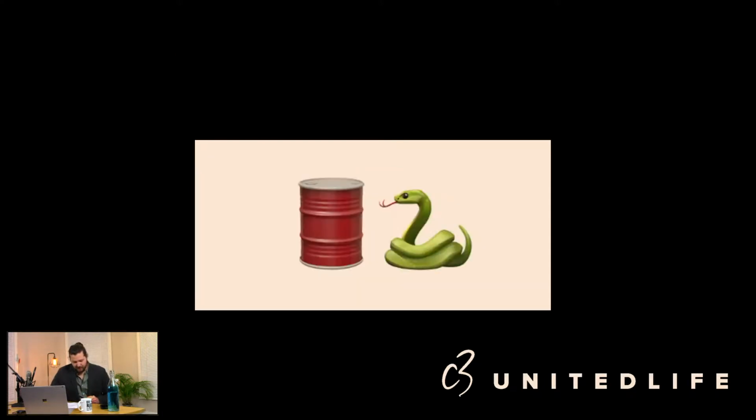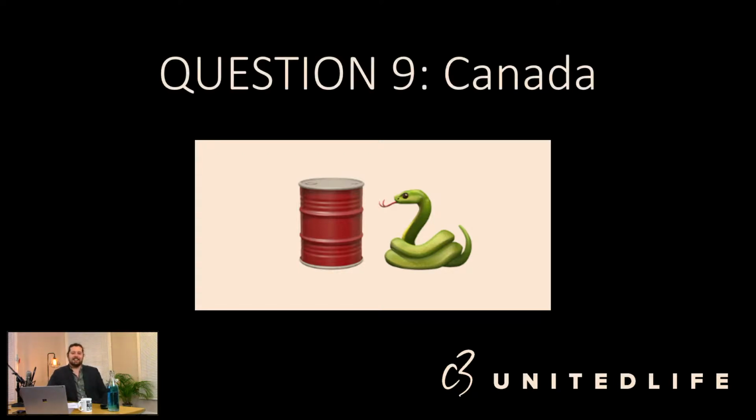Question 9, it's not a drum of oil, it's just a can of oil, and that is a snake. The venomous one found here in England is known as an adder. Canada is the answer to question 9.